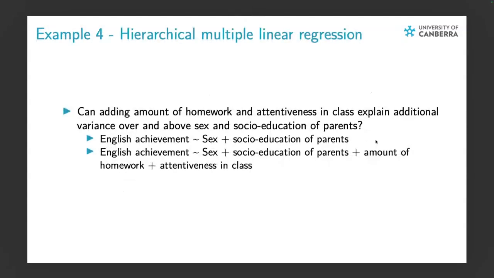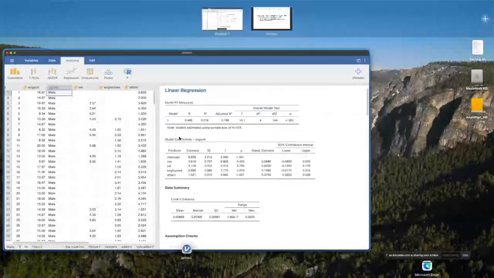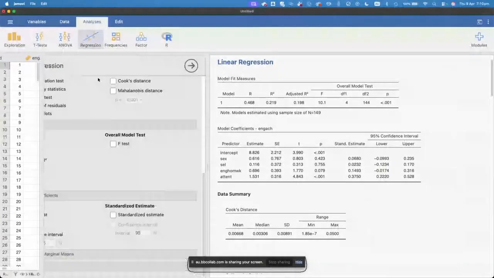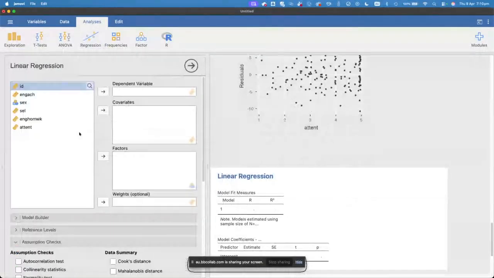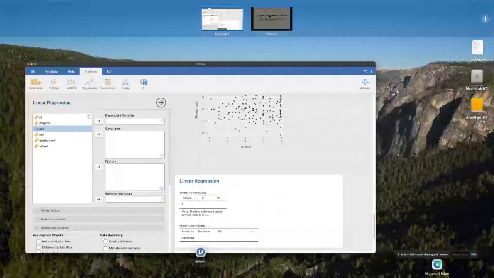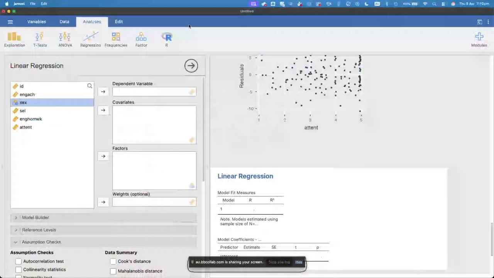Excellent. So the fourth and final example is, can adding amount of homework and attentiveness in class explain additional variance over and above sex and socioeducation of the parents? So here is our model that we have now, but what I need you to do is actually create a hierarchical model. So we'll go into analyses, regression, linear regression, and we will put sex and English. Let me check which ones it were. Sex and socioeducation level of the parents.